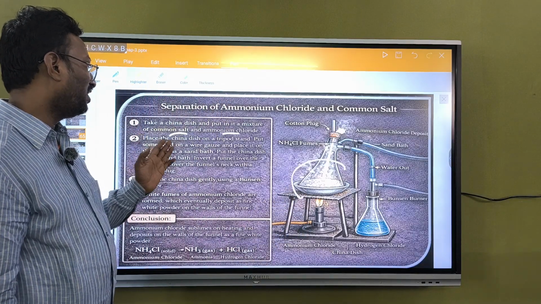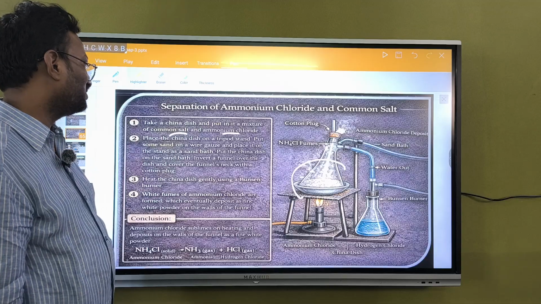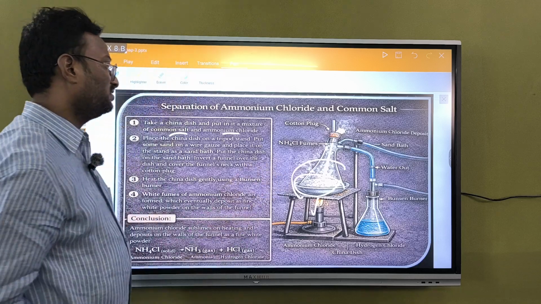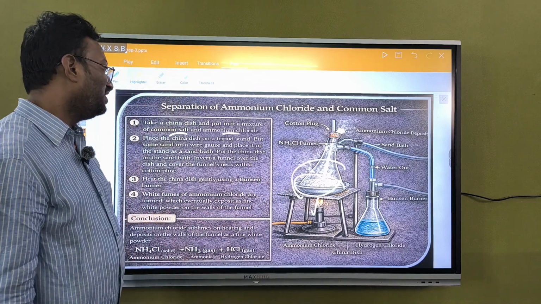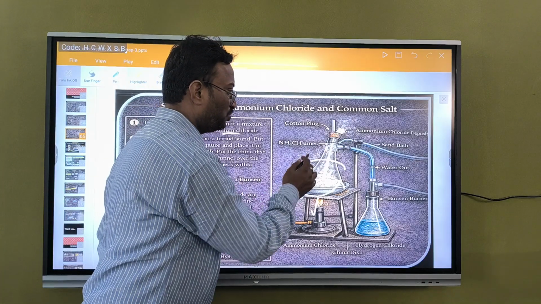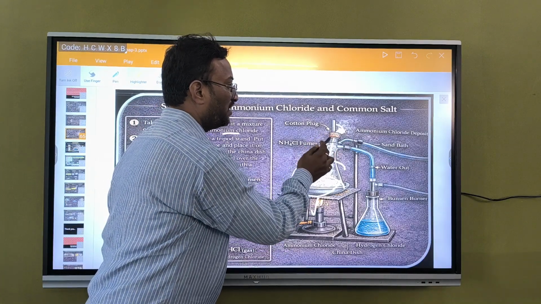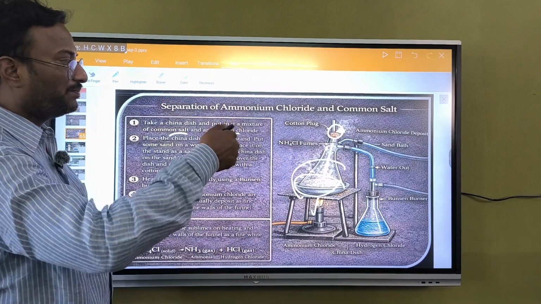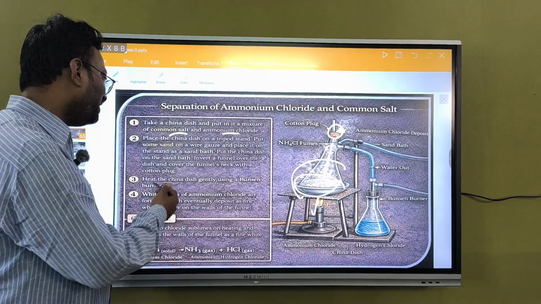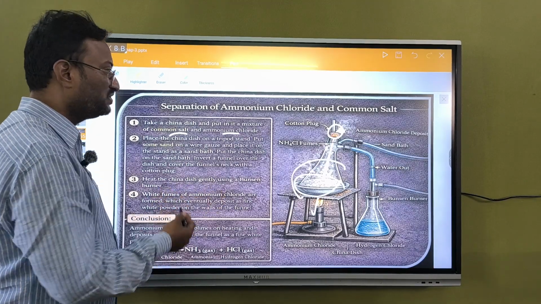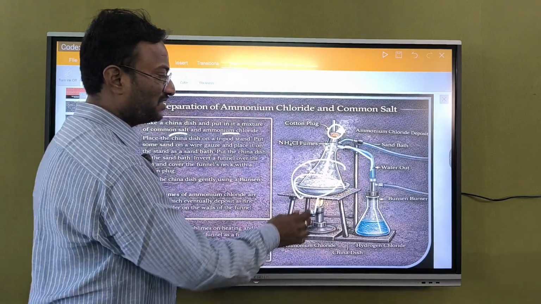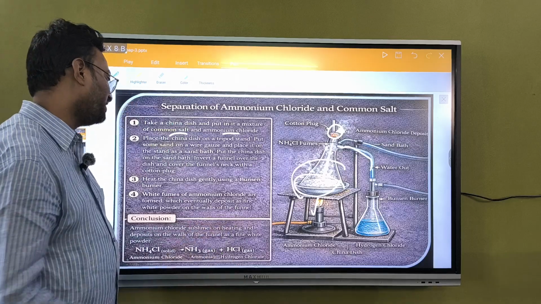Put some sand on wire gauze and place it on the stand. Invert the funnel over the dish and cover the funnel neck with a cotton plug in order not to let the gas evaporate. Heat the china dish gently using a Bunsen burner, and a condenser and another beaker are added and it should be heated.